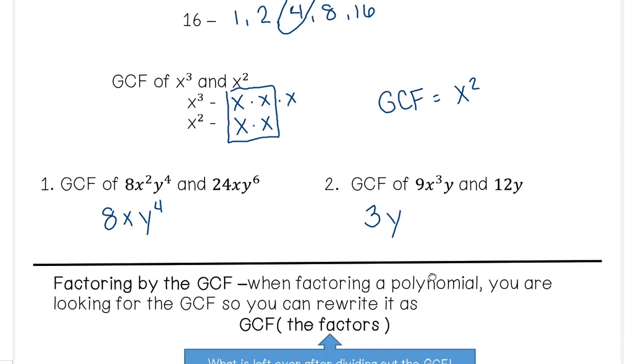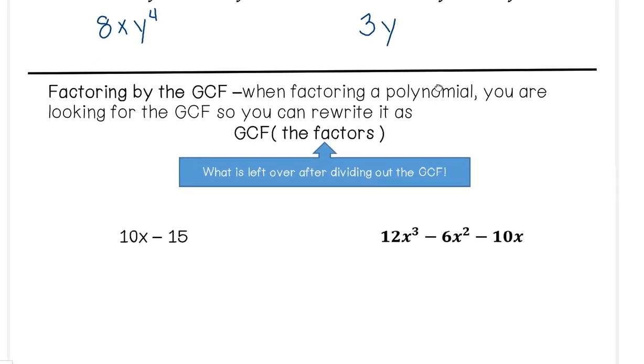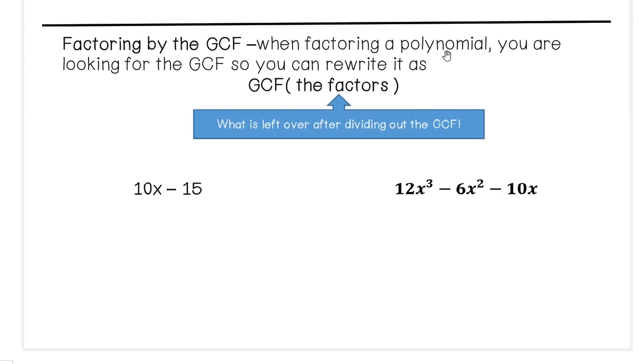Okay, now let's take it a step further. Now we're going to factor by the GCF. So when you factor by the GCF, you are factoring the polynomial and you are looking to rewrite it as the GCF on the outside, and then whatever is left over after dividing out the GCF goes inside your parentheses.